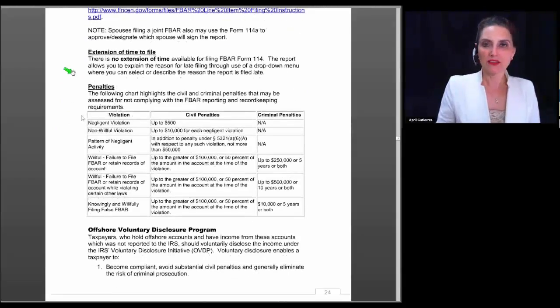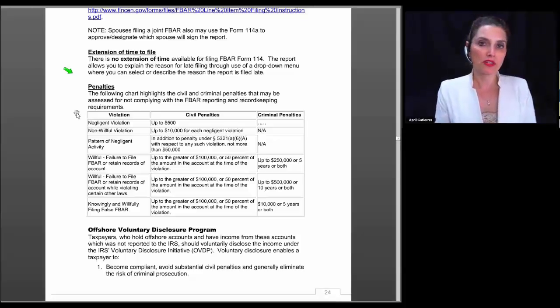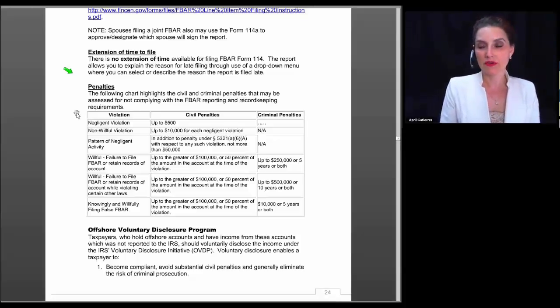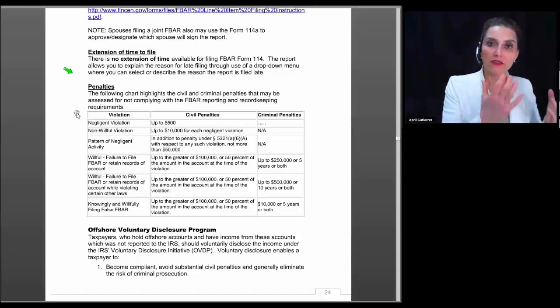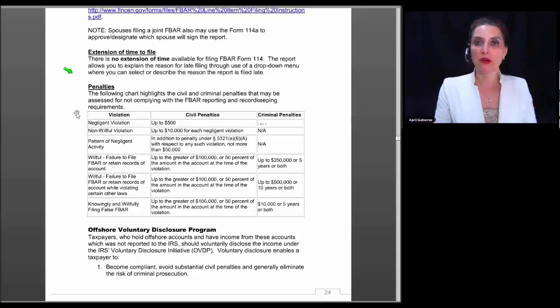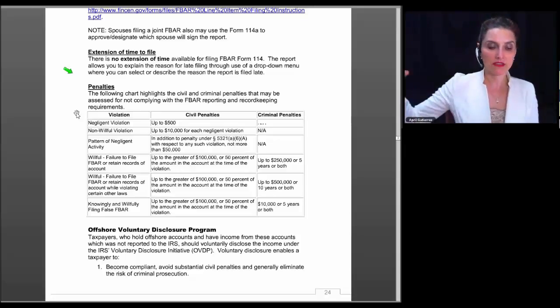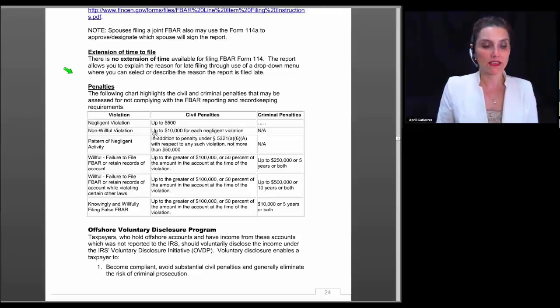With respect to FBAR, there is no extension of time to file. The deadline for filing FBAR is different than the deadline for individual returns. The individual return deadline is, of course, April 15th for most filers, but the FBAR deadline is June 30th. So typically, during the tax season, when our clients are coming in, we're preparing their individual returns and we're preparing FBAR, and we're doing them both at the same time. But the FBAR deadline is really June 30th, and there is no extension beyond that. If you file after June 30th, you're automatically late.